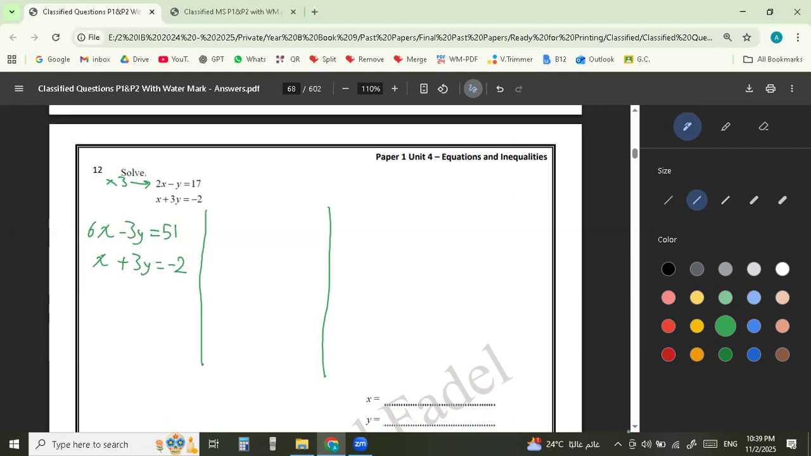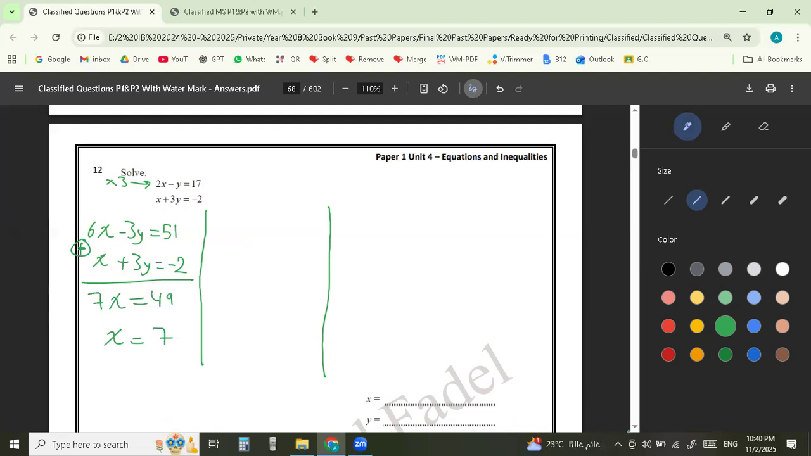So what are we going to do over here? I'm going to add to be able to eliminate the y. 6x plus x is 7x. Negative 3y plus 3y is bye-bye. Equals 51 plus negative 2, which means 51 minus 2, which is going to be 49. Yeah, but x is 7.